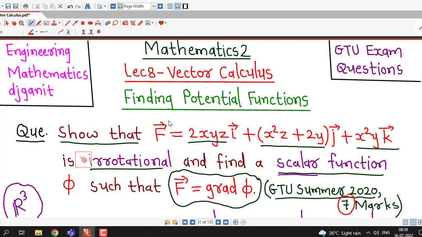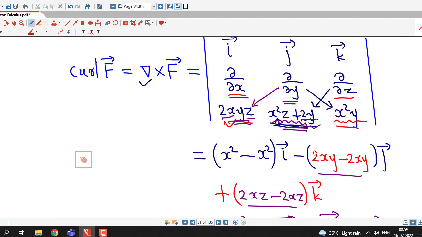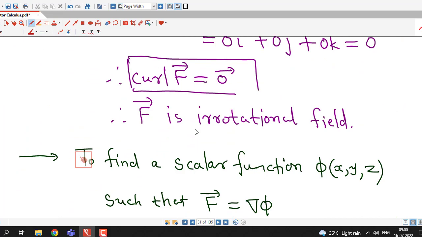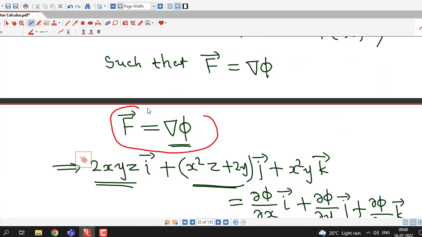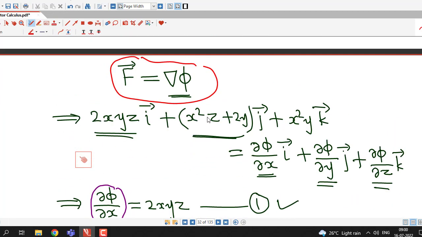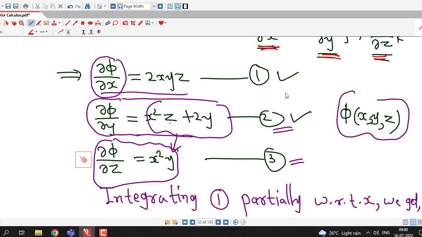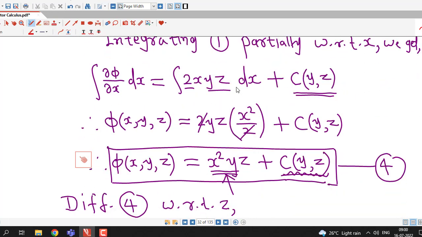They have asked to obtain the scalar potential function. First you have to prove that your function is irrotational or conservative, and then you have to find the corresponding potential function. So first we have obtained curl of f bar, which shows that f bar is irrotational, and then using the definition of potential function, which is f bar equals gradient of phi, first we write down partial derivatives of scalar function phi by comparing these two vectors, and then starting with any of these three equations we obtain the value of phi, and we will obtain some arbitrary function of y and z.